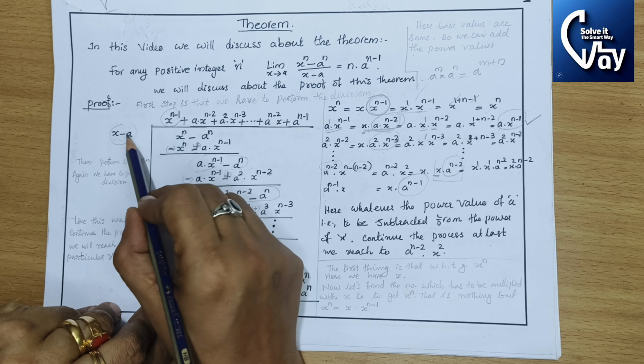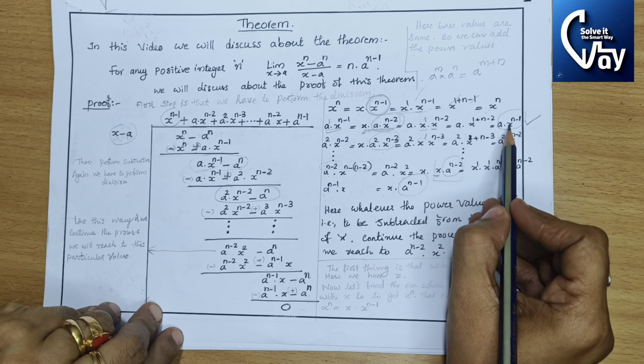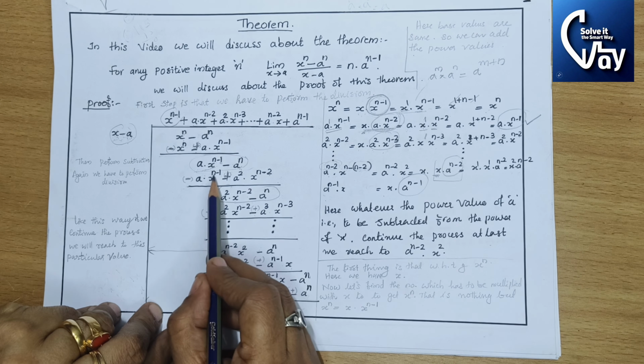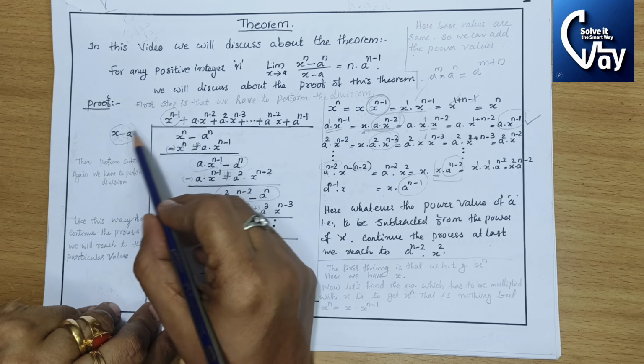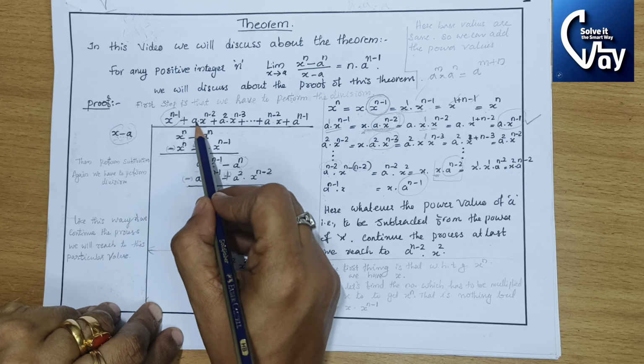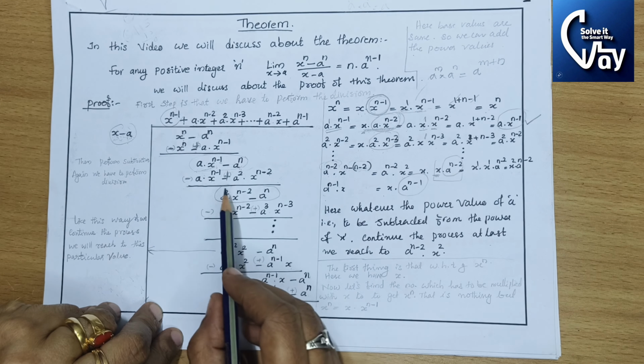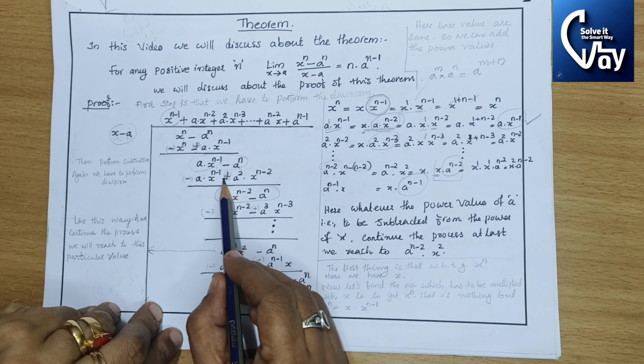Again multiplied with these two. a into x raised to n minus 2 into x. What is that? a into x raised to n minus 1. a into x raised to n minus 1, minus a into x raised to n minus 2. These two a's we got a square into x raised to n minus 2. So minus, this minus sign write it here.